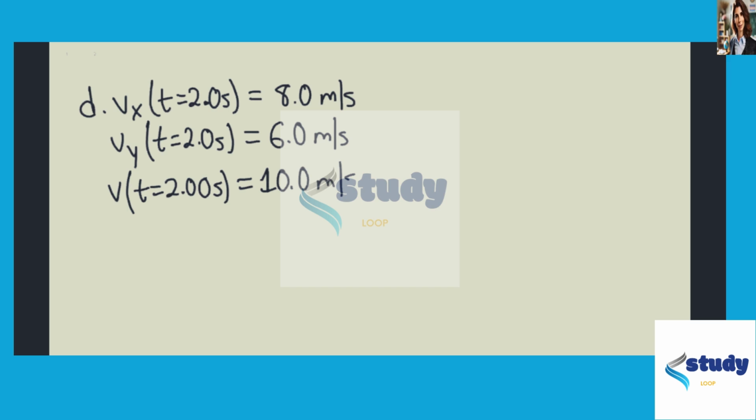We can say that the displacement at t equals 2.00 seconds would be equal to 8.0 i plus 6.0 j meters. That is the end of the solution.